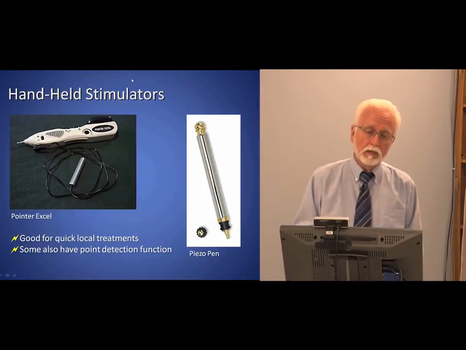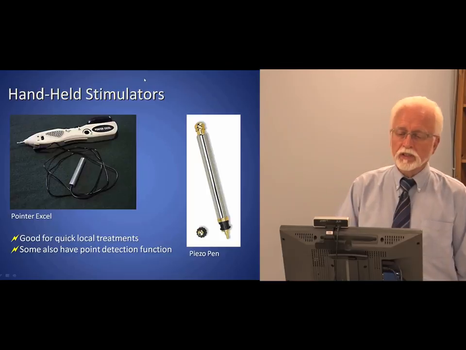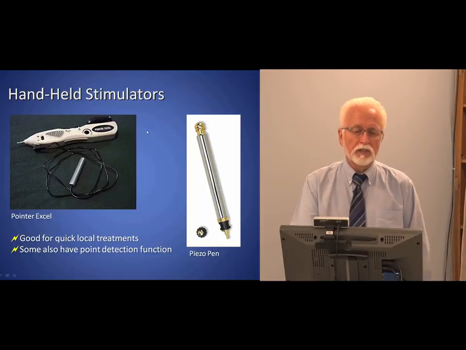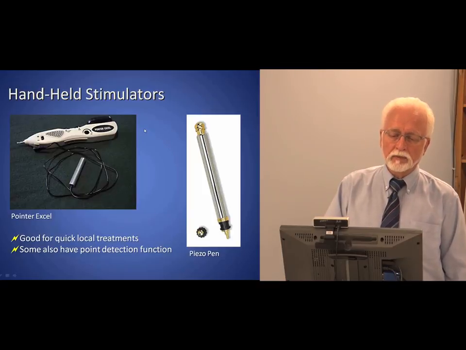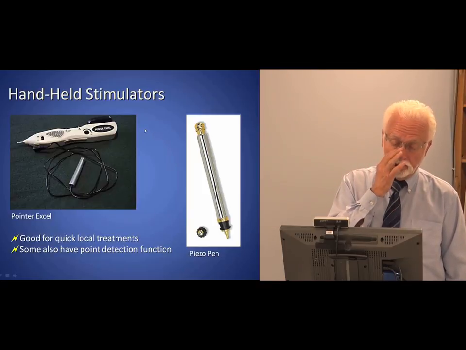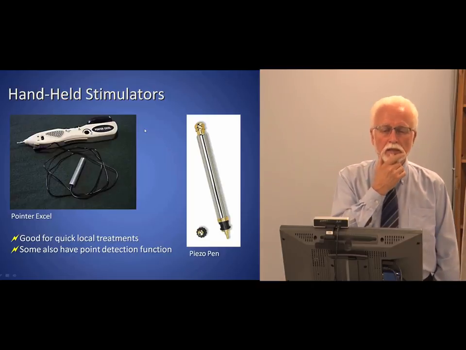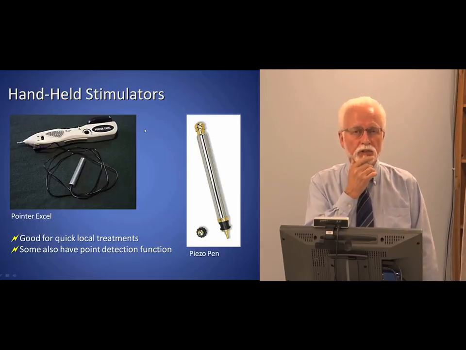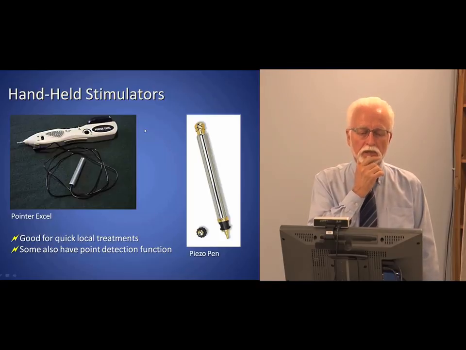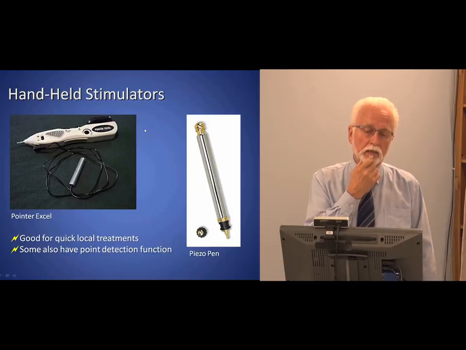So one of the first things you're going to see on the simpler and cheaper end are these types of devices. These are handheld stimulators. The one here, the Pointer Excel, is basically a handheld TENS unit. It can be used for point detection. It can be used for treatment of points.